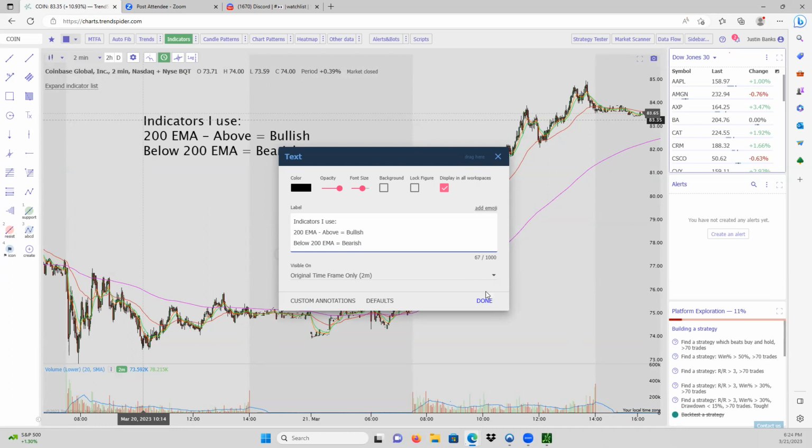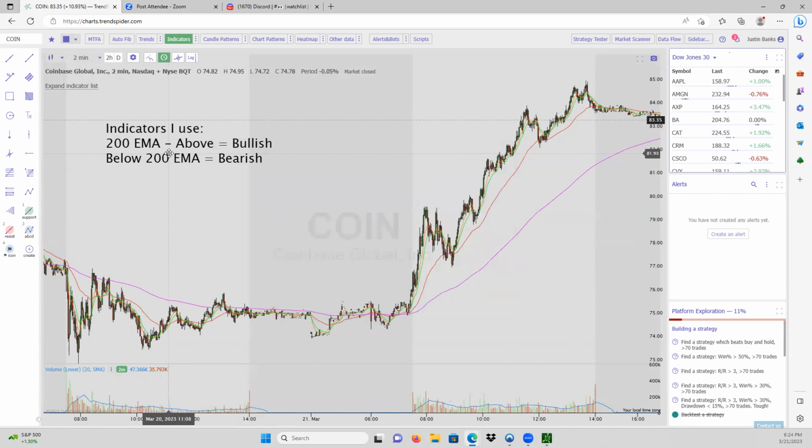So just like we use on the daily, right? I know a lot of you guys use the 200 on the daily, right? If we're above it, that's bullish, right? If we're below the 200, that's going to be bearish. Well, I use the same thing with the 200 EMA, but I use it on the 2-minute time frame.